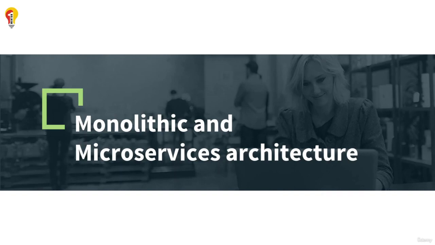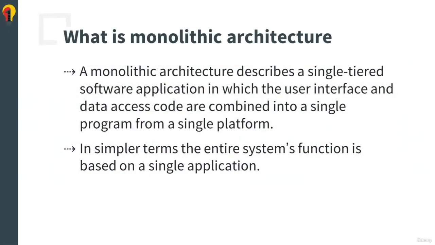We will dig into what is monolithic architecture, microservices architecture, and how are they different from each other. So the book's definition describes monolithic architecture as a single-tiered software application in which the user interface and data access code are combined into a single program from a single platform. Mono means single and lithic means stone. As the name suggests, it is one container where the application or source code of the entire system resides.